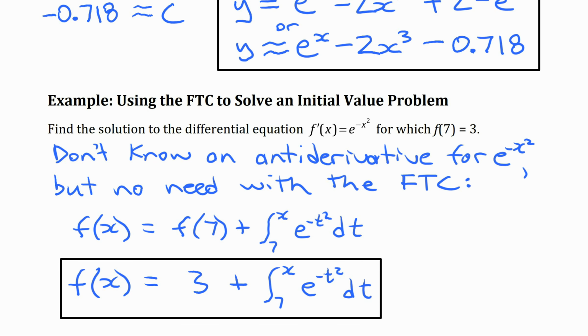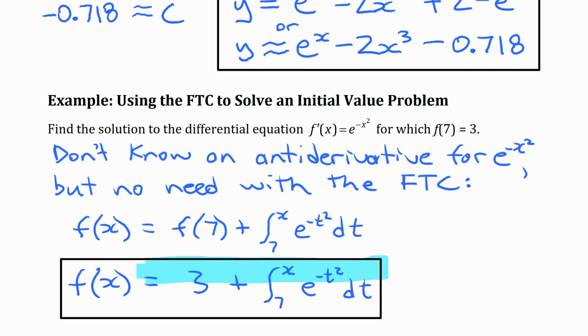We can say, if we want to write a function for x, we know one value here. When we're at 7, the value is 3. So we can start there and say, we're going to take f at 7, and then you've seen that the way you write the change in the value from 7 to x is the integral from 7 to x of that derivative, right? The integral of the derivative of that function is the net change in the function. So this is the value at 7 plus the change from 7 to x, which is going to give our value at x. And so you can put the 3 in there.